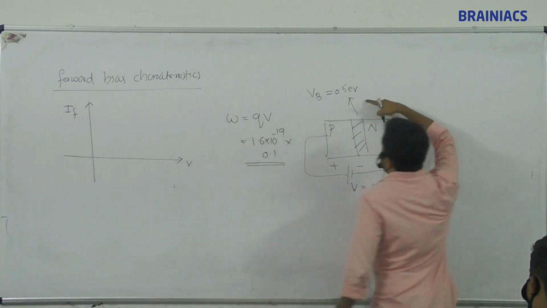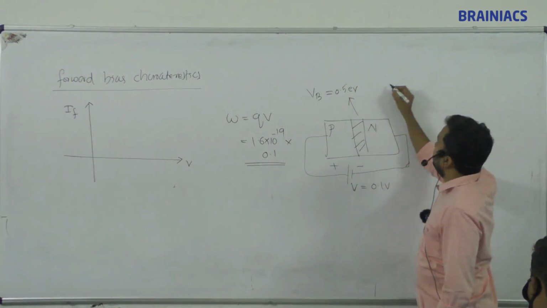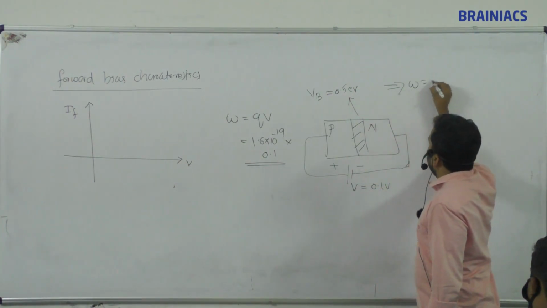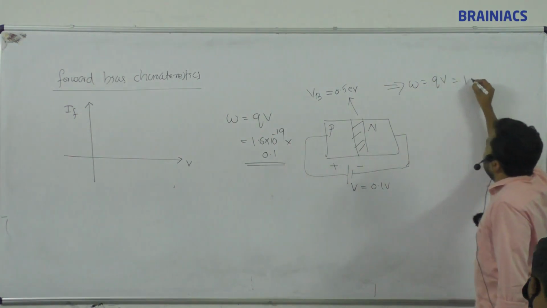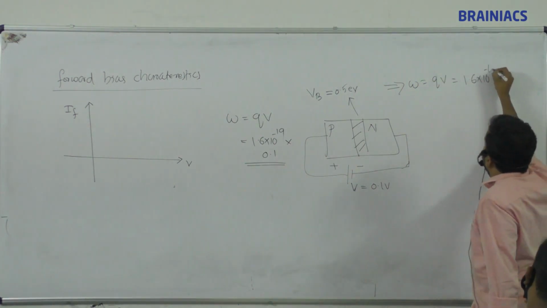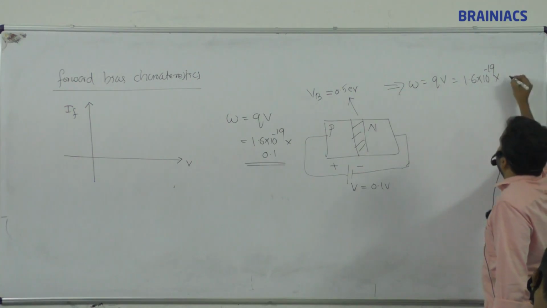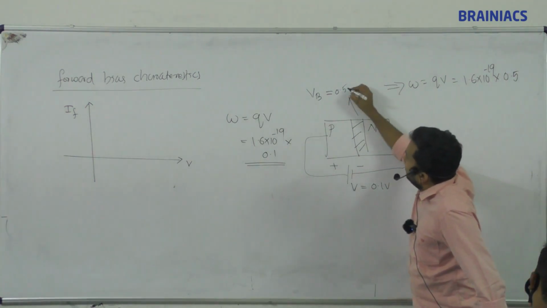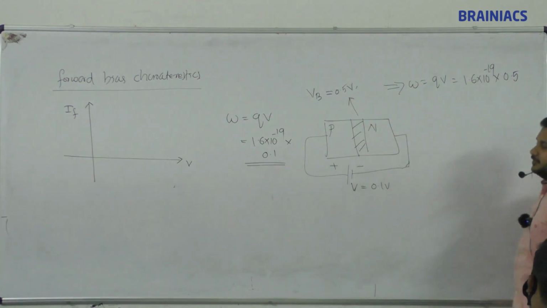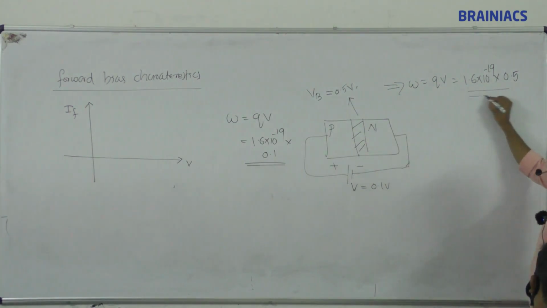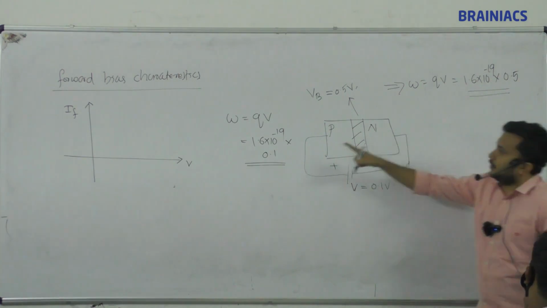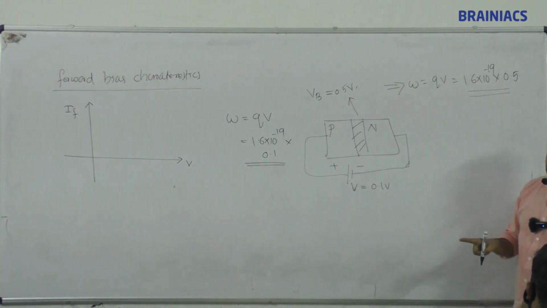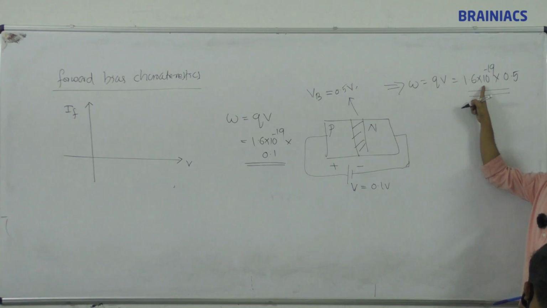Now I am looking at what the energy will be here. Here also W is equal to QV. Q is the electronic charge, 1.6 into 10 power of minus 19, into the voltage. Voltage means 0.5. Electron volt, not volt. So this much is the energy. So which energy is higher? This energy is higher.